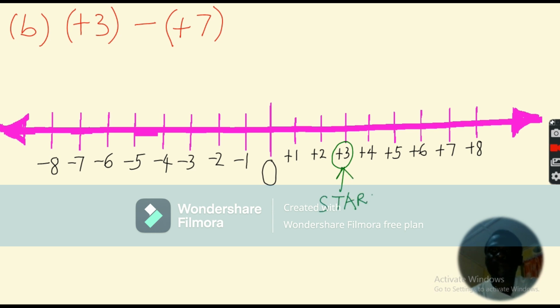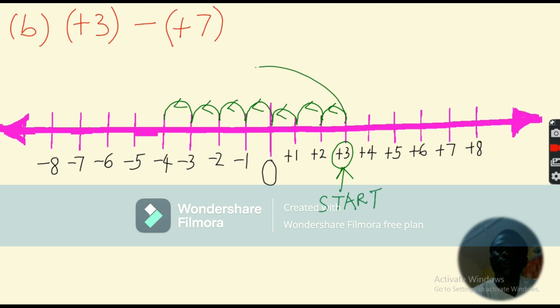Let's write start on that place. But because we are subtracting a positive, we are going towards the left. How many times? 7 times. So we start counting: 1, 2, 3, 4, 5, 6, and 7. So overall, it's as good as if you've done this at once.